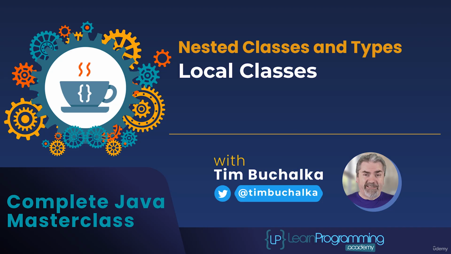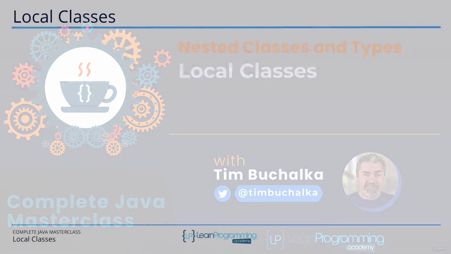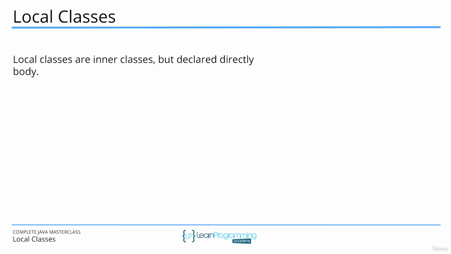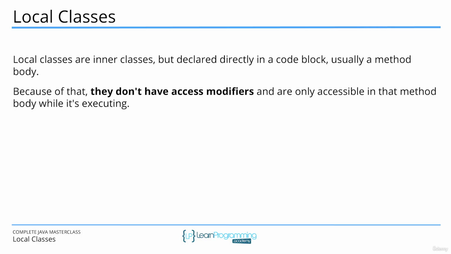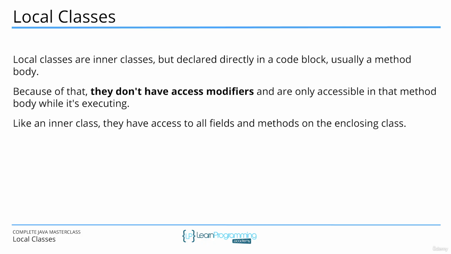Okay, I've covered static nested classes and inner classes. It's time to talk about local classes. Local classes are inner classes, but declared directly in a code block, usually a method body. Because of that, they don't have access modifiers and are only accessible in that method body while it's executing. Like an inner class, they have access to all fields and methods on the enclosing class.